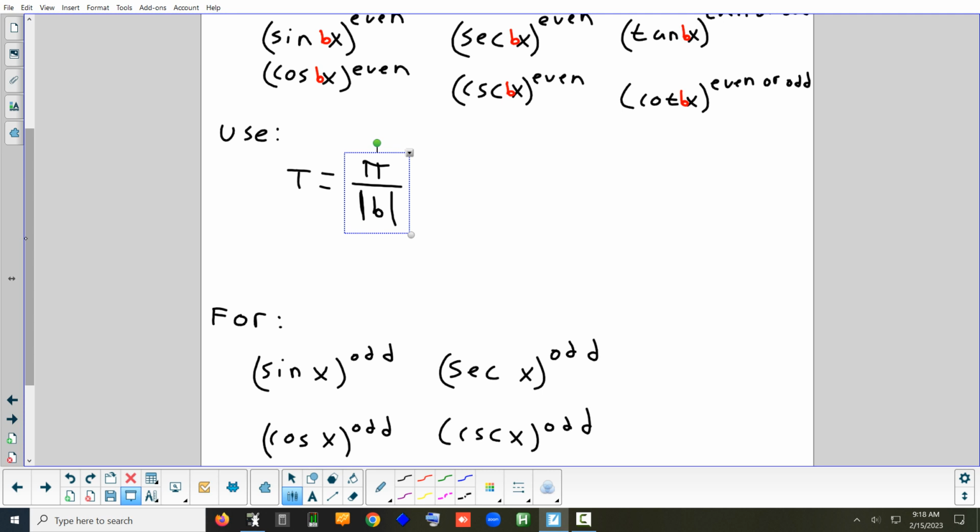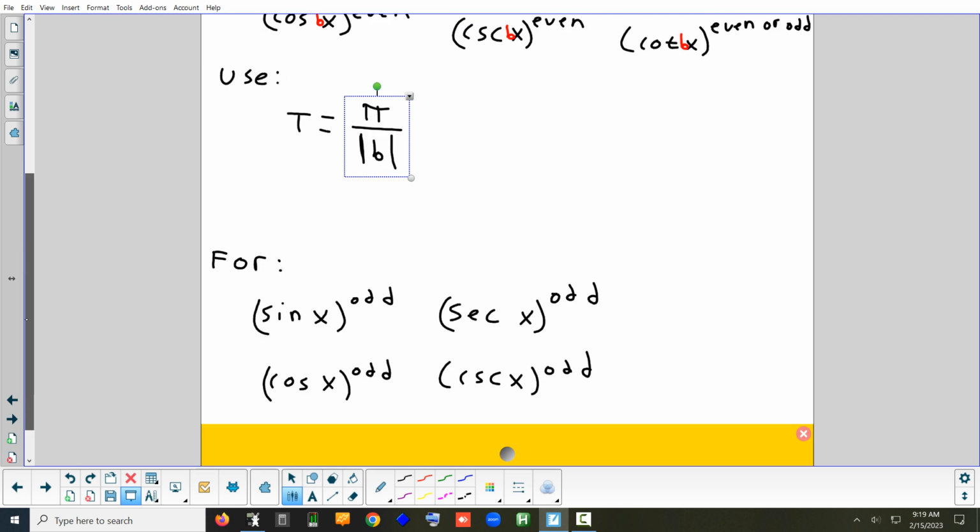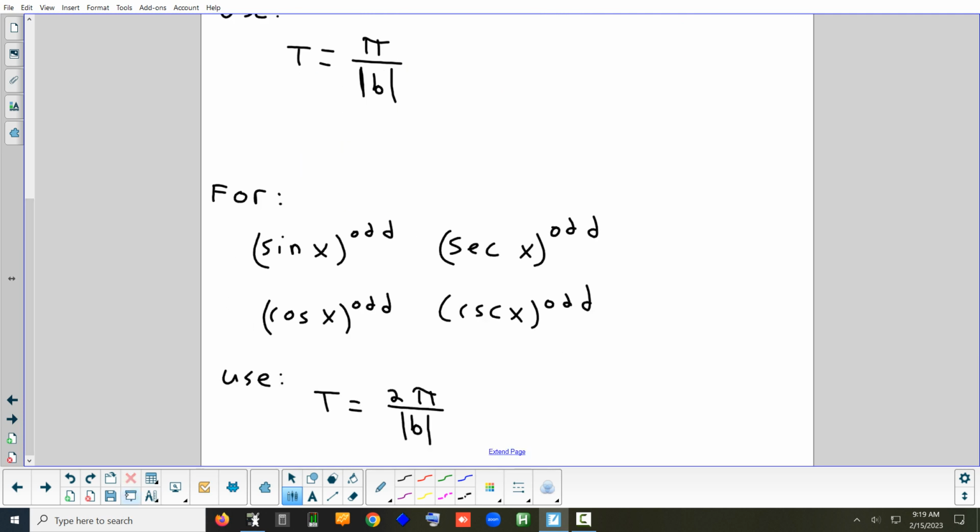So I'll scroll down. For those 4, it's going to be 2 pi over b. And you would want the b to be positive because it's measuring a distance. And so for the test on Friday, it might be handy if you can't remember when to use 2 pi over b or when to use pi over b. I would write that down.